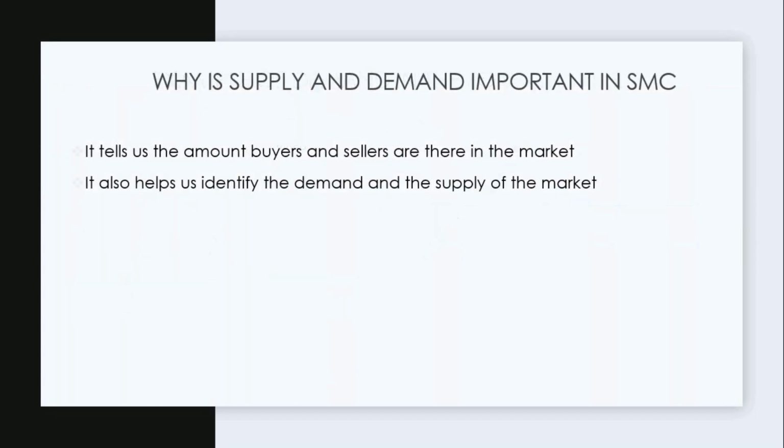Okay, why are supply and demand important in smart money concept? They tell us the amount of buyers and sellers in the market. As I said, you will have the ability to identify the sellers and the buyers in the market just by looking at the market structure and how the market is moving. It also helps us identify the demand and the supply of the market. Okay, so that's how we trade it in smart money concept.